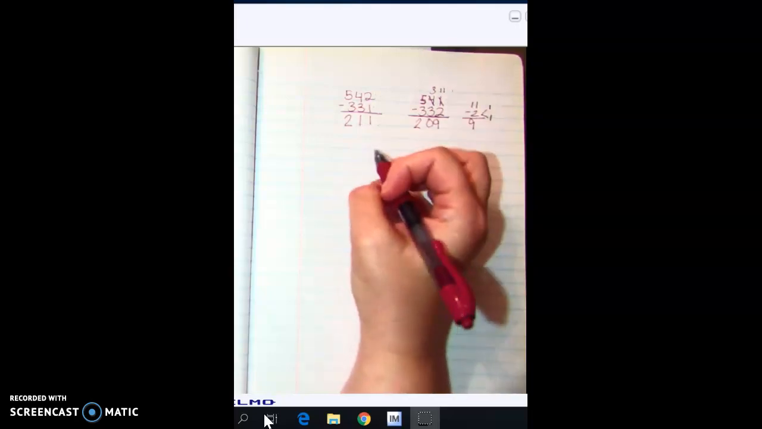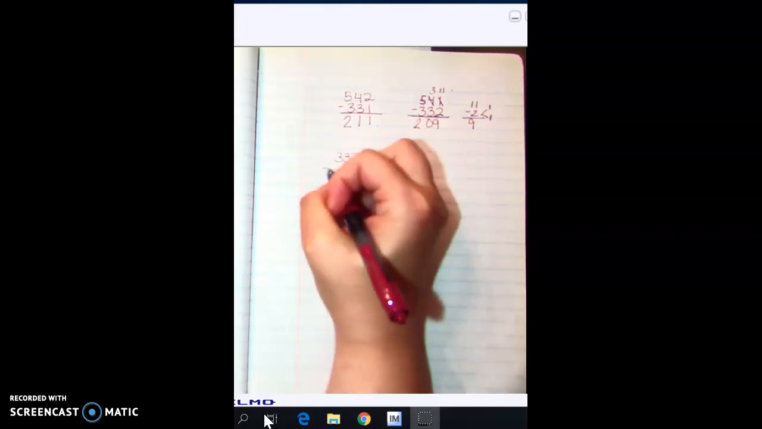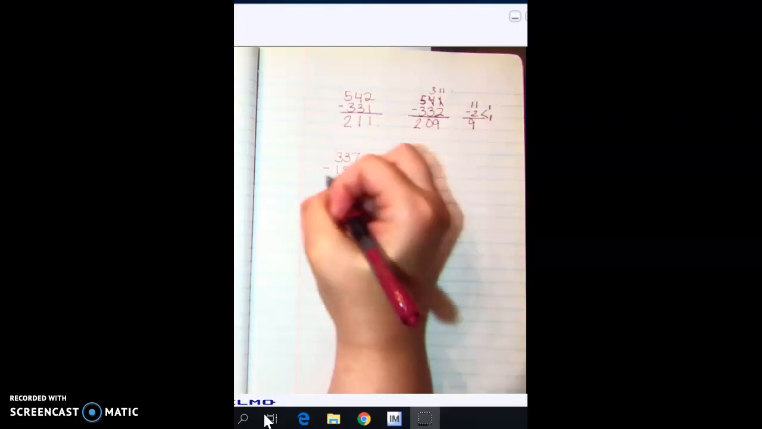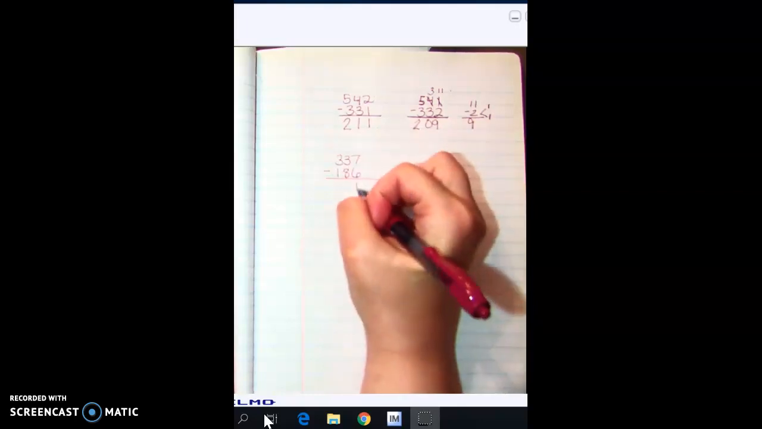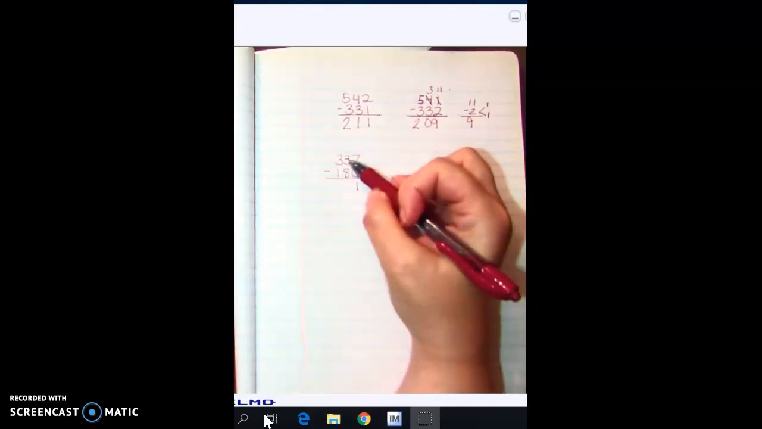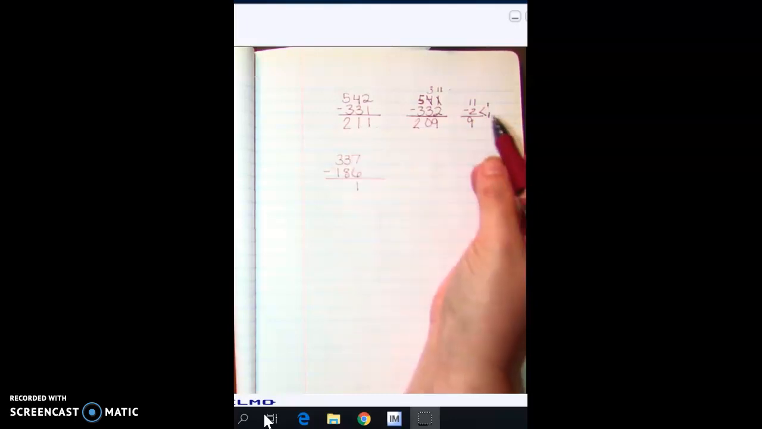Okay, so now let's take a look at another one. Let's do 337 minus 186. Okay, so once again, we're going to start over here with these 1s. 7 minus 6 is going to give me 1. But now I get stuck here for a minute because I can't do 3 10s minus 8 10s. If I only have 3 10s, I can't take 8 10s away.